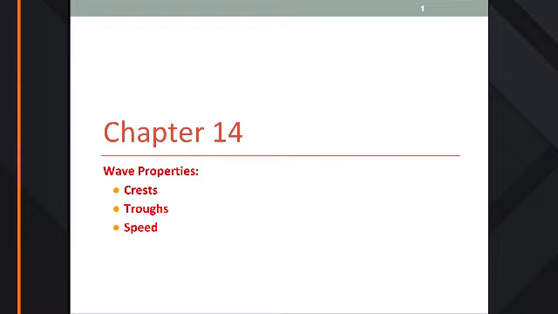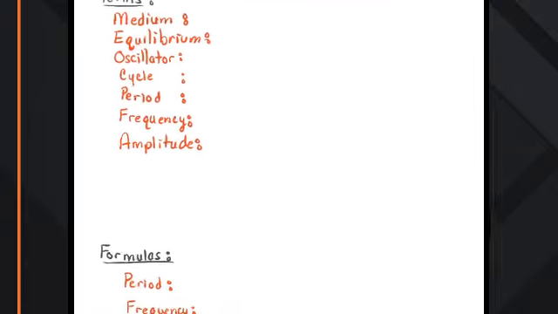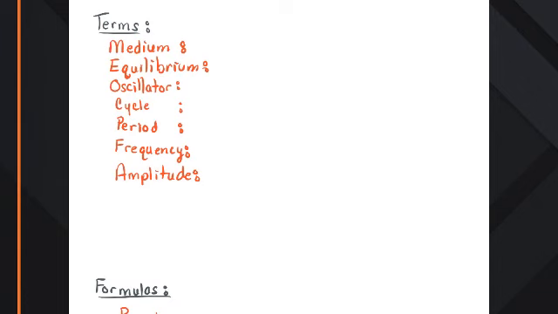Hello students, today we're going to continue with the topic of waves. In particular, we're going to look at crests, troughs, speed of waves through a medium, and what type of things affect the speed of a disturbance through that said medium. Now, before we begin, let's make sure that we understand our terms from the last video.